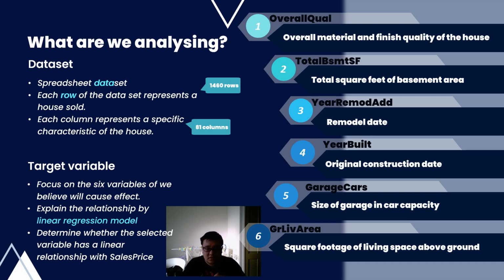The first one is overall quality, which means the overall material and finish quality of the house. The second variable is the total square feet of the basement area. The third one is year remodeled, which means the remodel date. The fourth is year built, which means the original construction date. And the fifth one means square footage of living space above the ground. And the final variable means size of garage in car capacity.